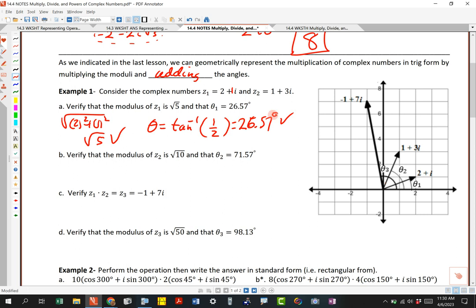Okay, I'm going to freeze the screen. Would you verify on part B that the modulus of z2 is radical 10 and verify that theta 2 is 71.57 degrees? Does yours say 71.57? Okay, all right, perfect. Go ahead and do it. Wait, imaginary over real. Oh, but that one's right.